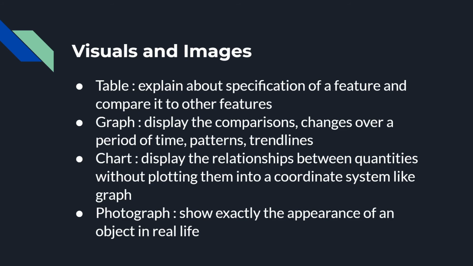Tables are used to explain the specification of a feature and compare it to other features. A graph displays the comparison, changes over a period of time, patterns, trend lines. A chart displays the relationships between quantities without plotting them into a coordinate system. And a photograph shows exactly the appearance of an object in real life.